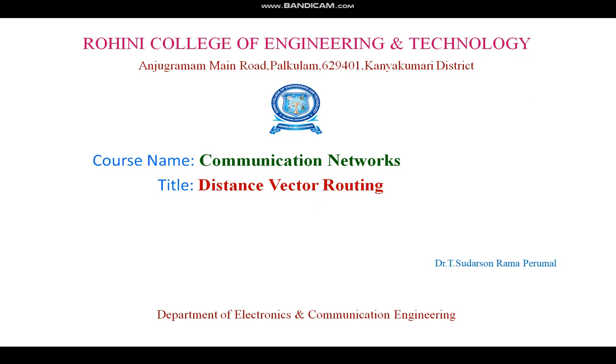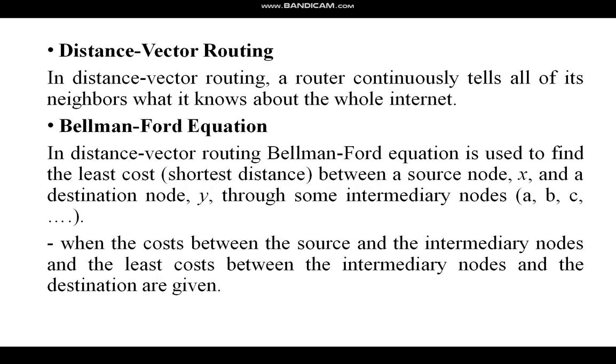Today we are going to see about distance vector routing. In distance vector routing, the router continuously tells all of its neighbors what it knows about the whole internet. The Bellman-Ford equation is used to find the least cost between the source node and the destination through some intermediate nodes.